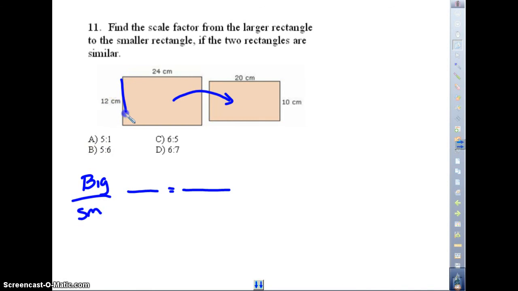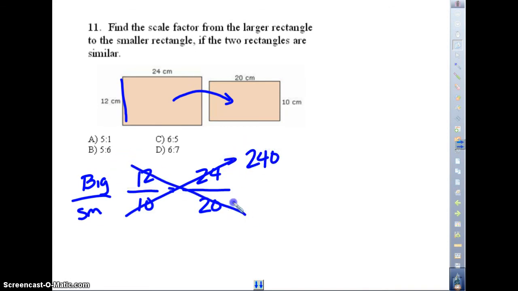I'm going to pick 12 in the big. That corresponds to what in the small? This length right here is, yep, that's 10. 24 in the big corresponds to what in the small? Okay. Cross multiply. 10 times 24 is 240. 12 times 20 is 240. Because my cross products are equal, I've just proved that the two rectangles are similar.